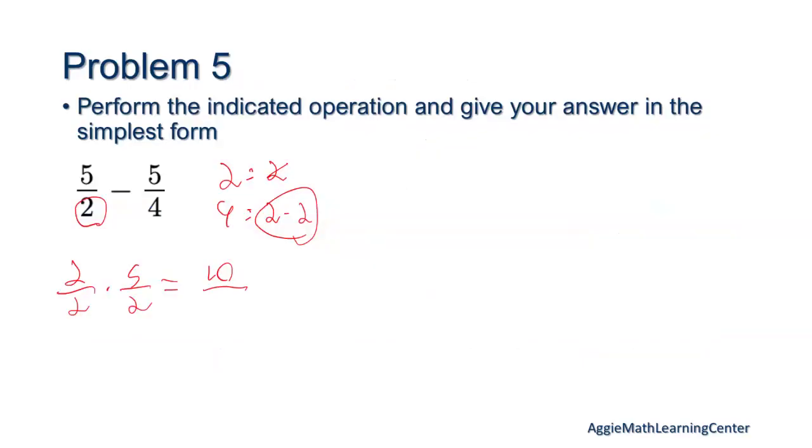10 over 4. Cool. Minus 5 over 4. Now we have the common denominator, and now we just subtract the numerators, which gives us 10 minus 5 is 5. So we get 5 over 4. Questions? Cool. Yeah, the solution is 5 over 4.